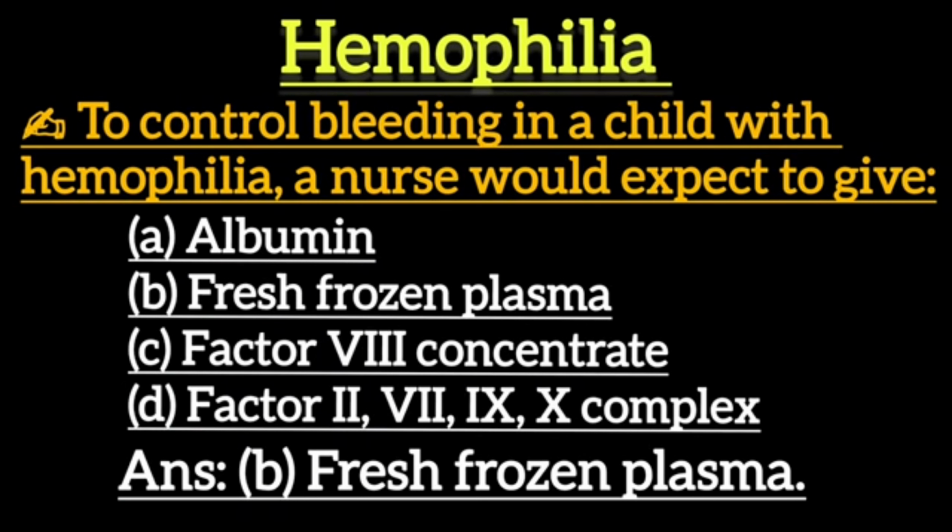Next one: to control bleeding in a child with hemophilia, a nurse would expect to give option A, albumin, option B, fresh frozen plasma, option C, factor 8 concentrate, option D, factor 2, 7, 9 and 10 complex. Correct answer is option B, fresh frozen plasma.